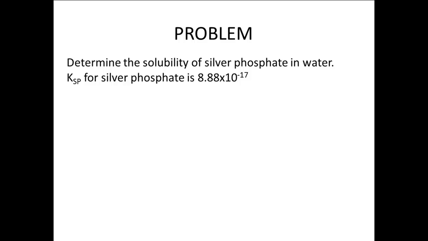So here is the problem. Determine the solubility of silver phosphate in water. KSP for silver phosphate is 8.88 times 10 to the minus 17th. You are given the name of the ionic compound, silver phosphate, and the value of its KSP, 8.88 times 10 to the minus 17th. So the first thing we need to do is to write the correct solubility reaction.